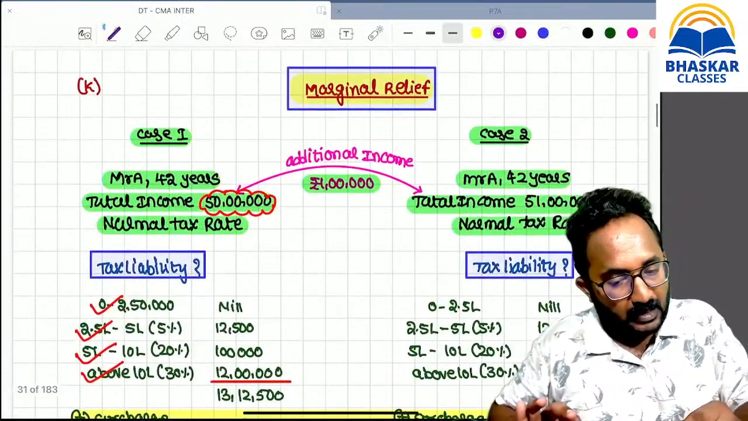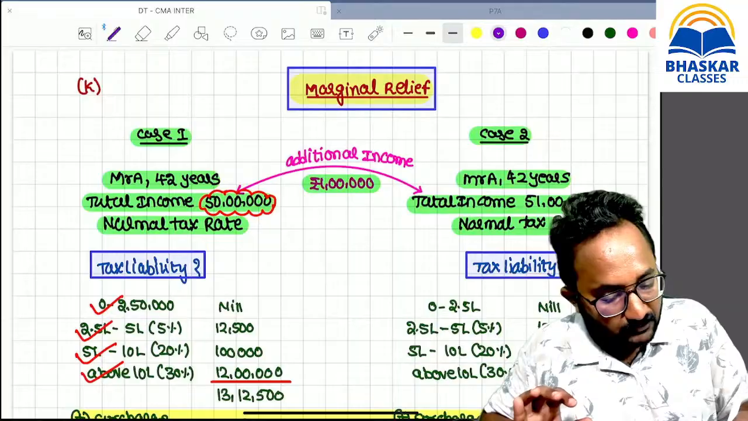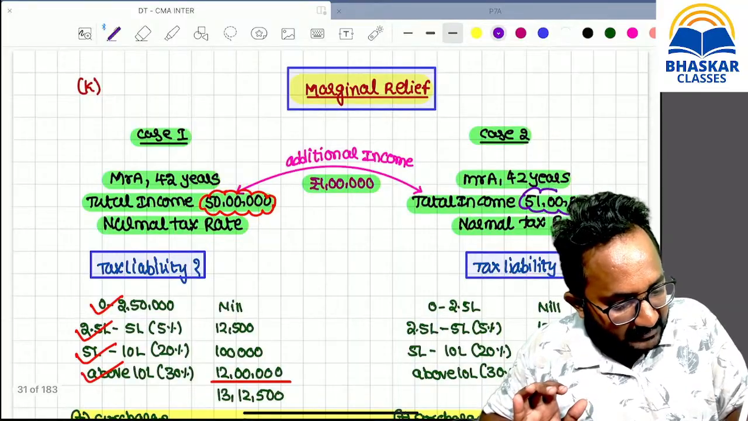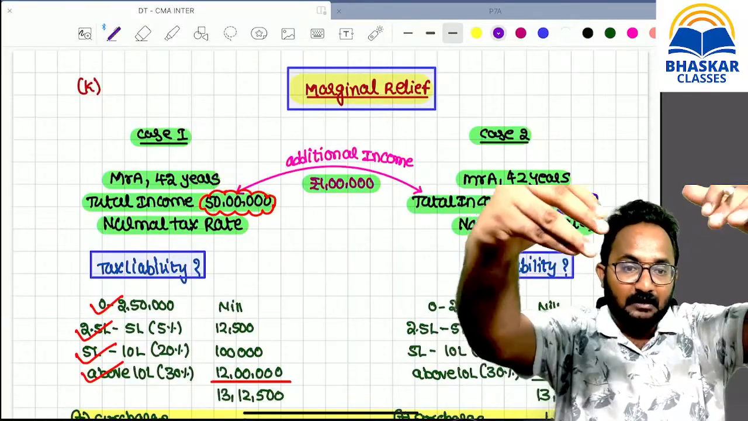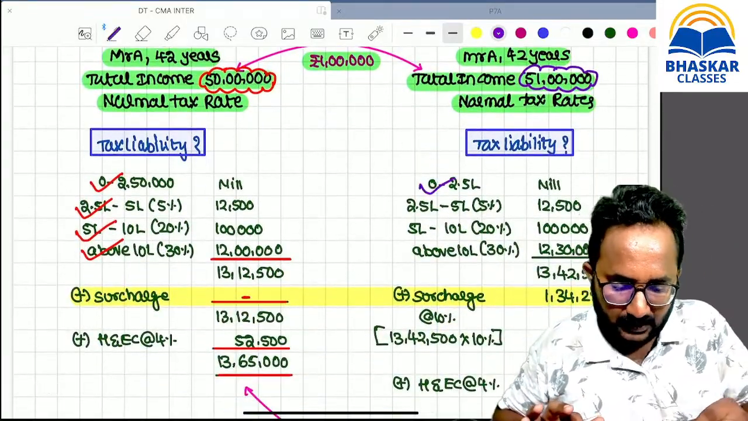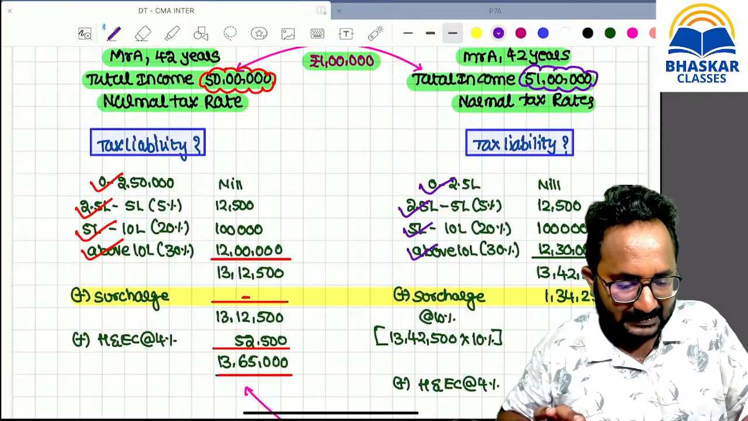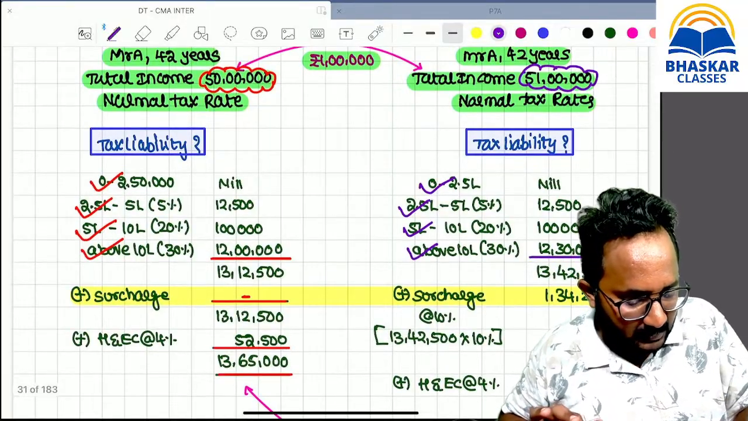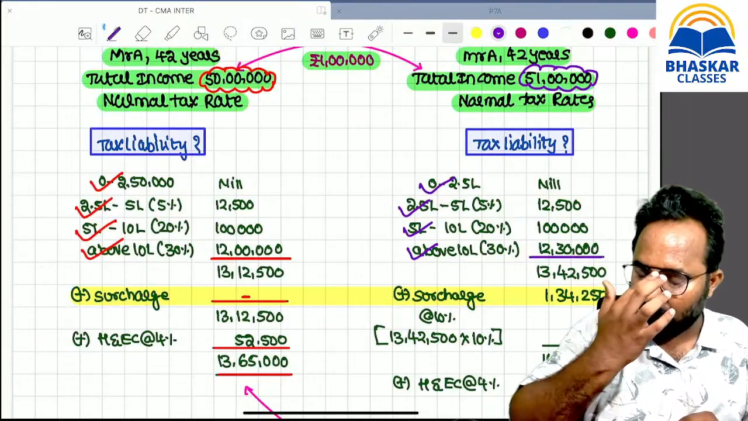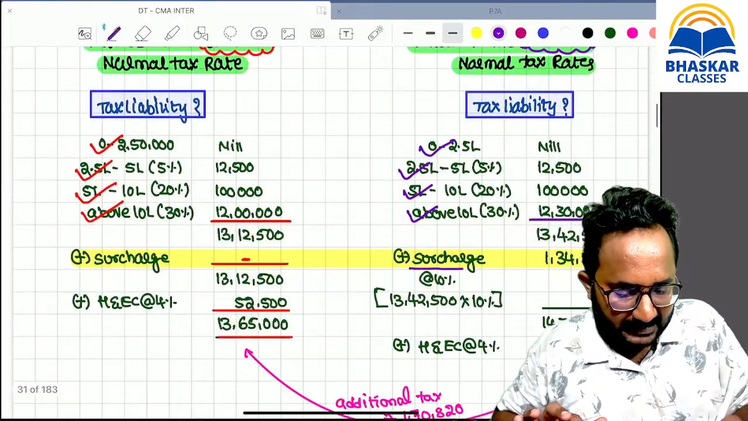Here, over and above the basic limit, what is that extra income? 1 lakh. So definitely we can get the marginal relief, but I am showing as a proof why we are getting the marginal relief. 2.5 lakh nil, 2.5 lakh to 5 lakh, 5 lakh to 10 lakh, above 10 lakh. Can you tell me what is the tax liability we are getting? On 51 lakh, 13 lakh 42,500. Here more than 50 lakh, that's why we get the surcharge.